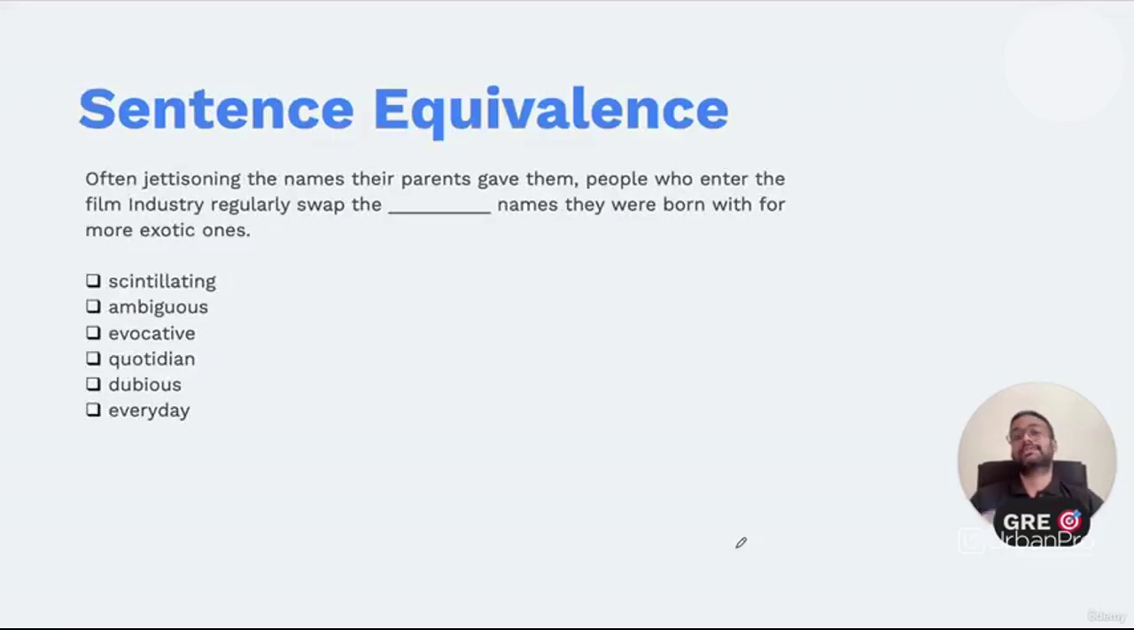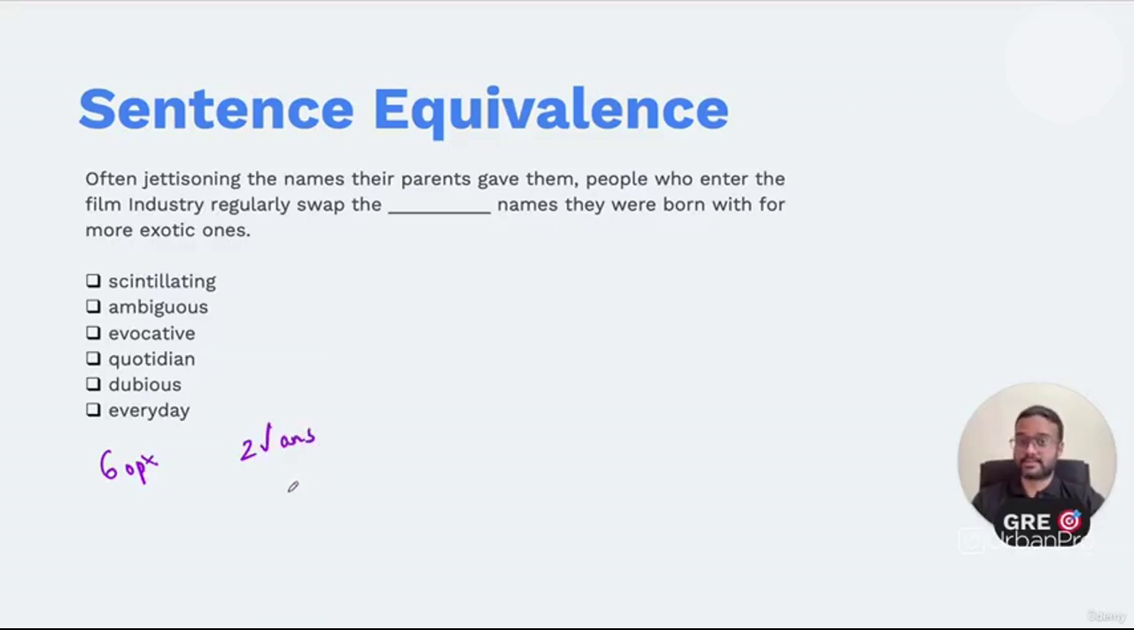Moving on to sentence equivalence questions. Now these will always be one sentence long. One sentence, always. You will be able to identify this as a sentence equivalence question by the fact that you will have check boxes next to the answer options. And you will always have 6 answer options. Always 6 options. And along with that, there is another thing that you have to keep in mind. There are always 2 correct answers.